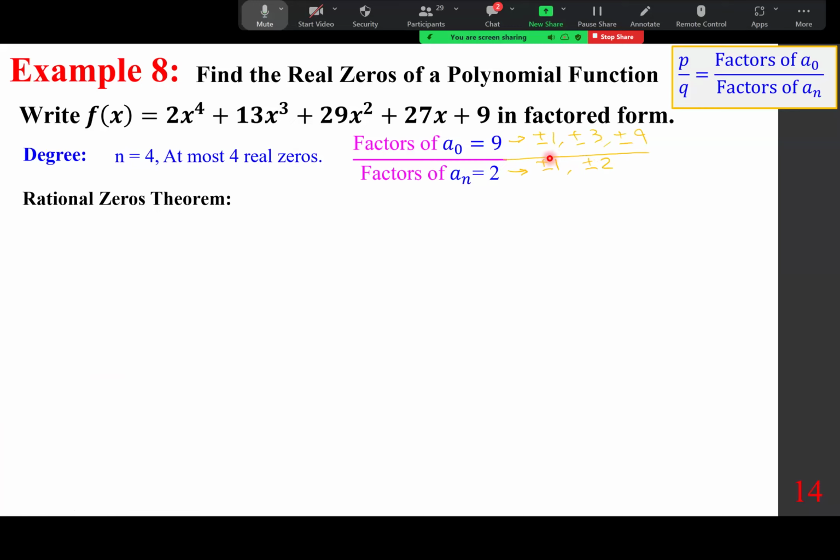So this would be plus minus 1. This would be plus minus 3. This would be plus minus 9. This would be plus minus 1/2. This is plus minus 3/2. This is plus minus 9/2. So I hope everybody's okay with those. So that means those are the only possible rational zeros. And again, you have to try those to see which one works.